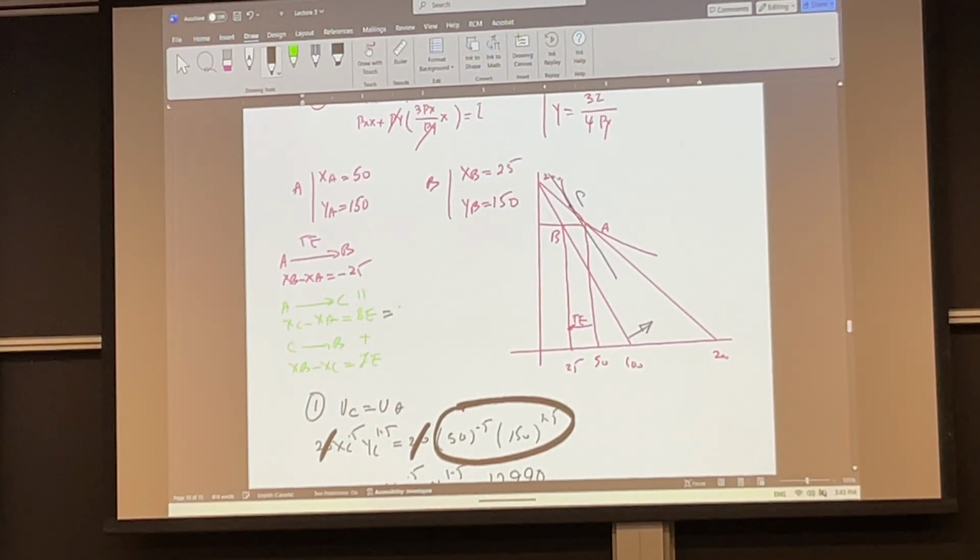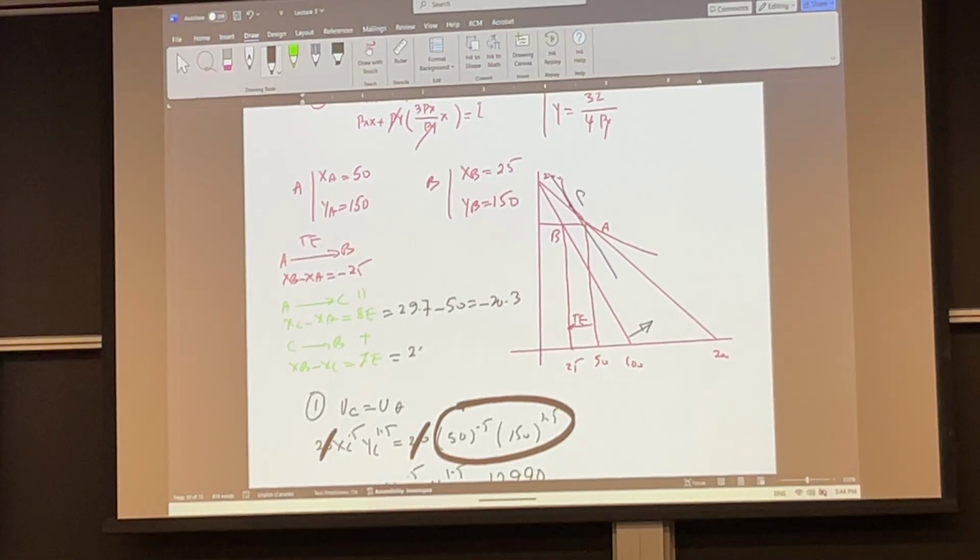So this should be 29.7 minus 50, which is minus 20.3. This should be 25 minus 29.7, which is minus 4.7. And they obviously add up to minus 25, which is our total effect.